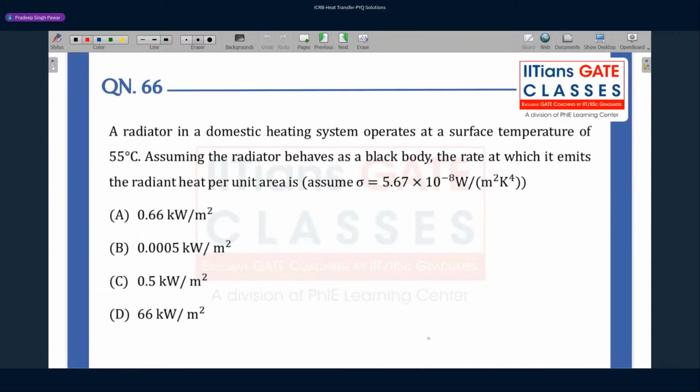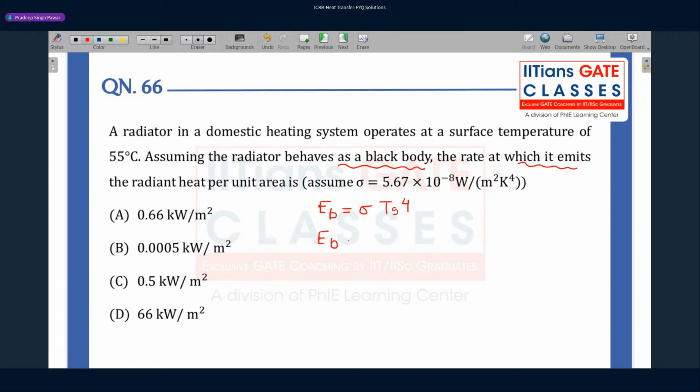A radiator in a domestic heating system operates at a surface temperature of 55 degrees. Assuming the radiator behaves as a black body, the rate at which it emits radiant heat per unit area is very simple application. He has mentioned that it is behaving as a black body. What he is asking is how much radiation it is emitting. Use the Stefan-Boltzmann law. The emissive power of the black body is sigma Ts power 4. Important thing is temperature should be in Kelvin.